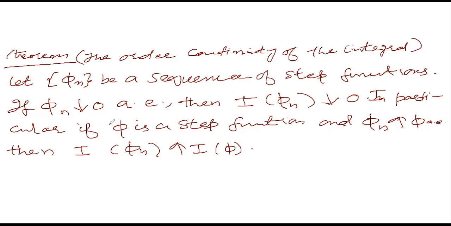Given a sequence of step functions which decrease to 0 almost everywhere, then the integral of phi n will also decrease to 0. And in particular, if phi is a step function and phi n increases to this step function phi, then the integral of phi n will increase to the integral of phi.